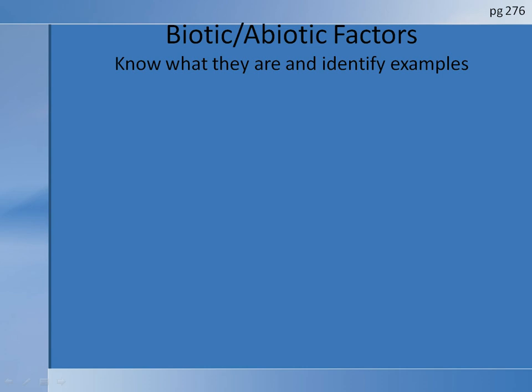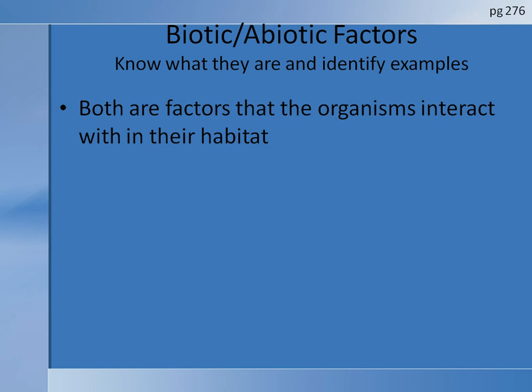So with biotic and abiotic factors, you need to know what they are and identify some examples. Both are factors that the organisms interact with in their habitat. The important part to remember is biotic means living, and whenever you add that letter A in front of something, the prefix a-, it usually means non. So in this case it's non-living for abiotic.